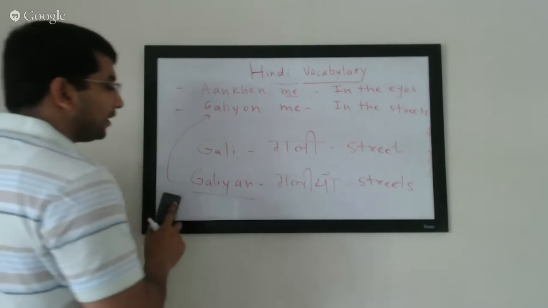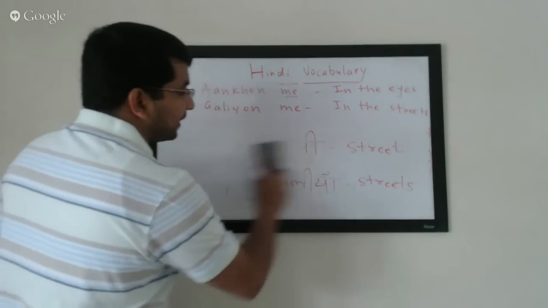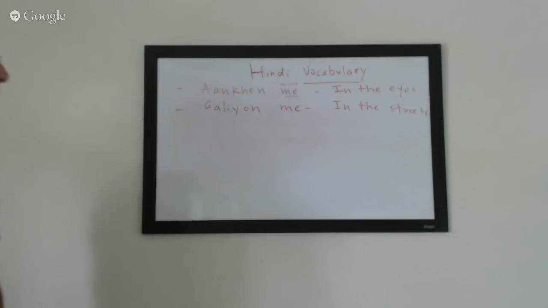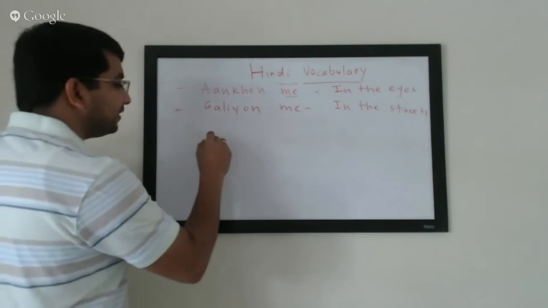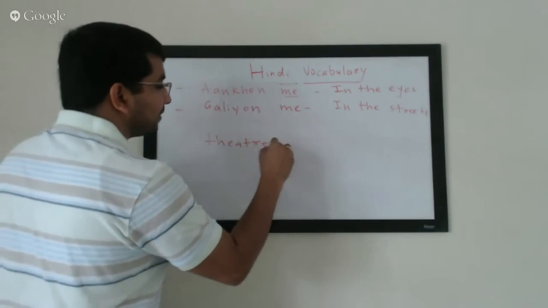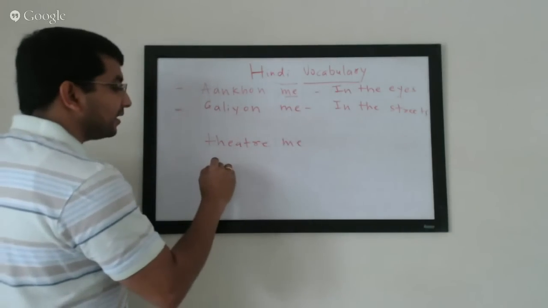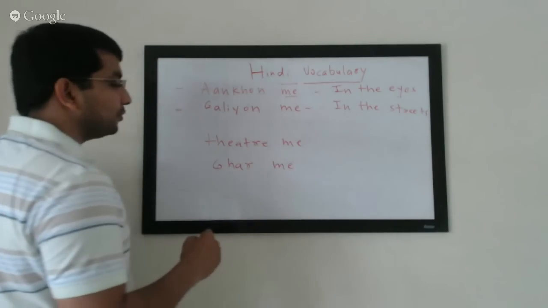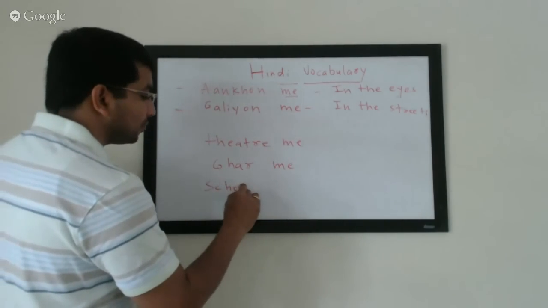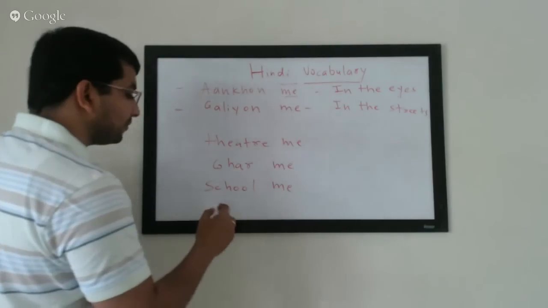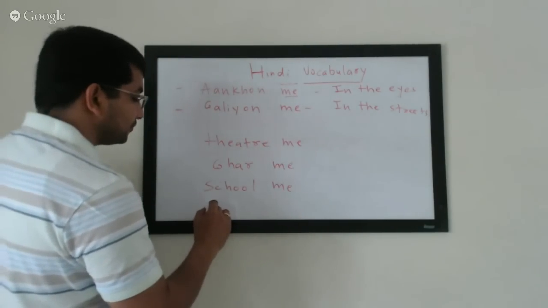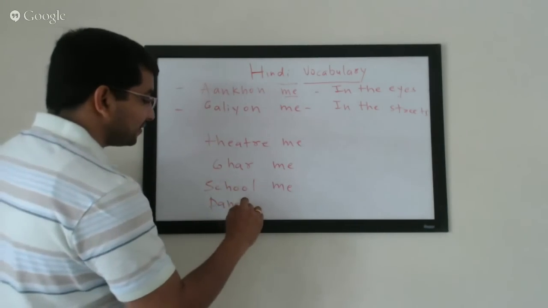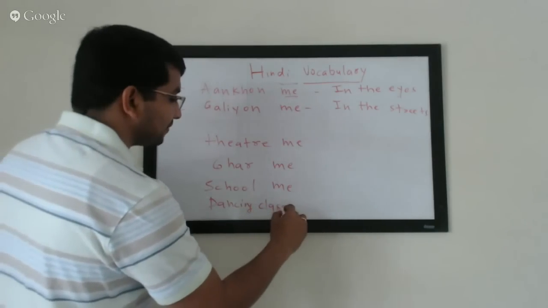So now these are song specific things, right? Now you can use it based on your context as well. For example, if you're in a theater, you can say मैं थिएटर में हूँ, right? Or you can say मैं घर में हूँ, घर is house. मैं घर में हूँ. Or you can say मैं स्कूल में हूँ, and anything basically that comes to your mind. मैं dancing class में हूँ, right?